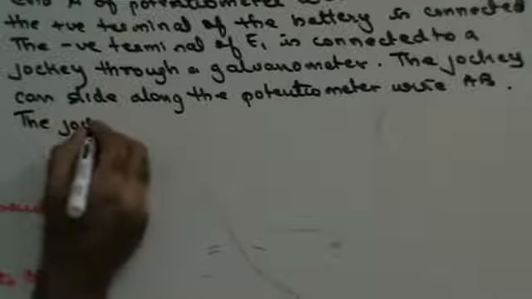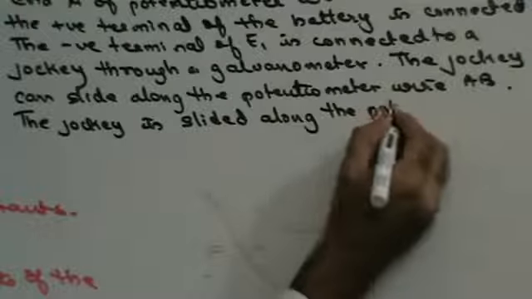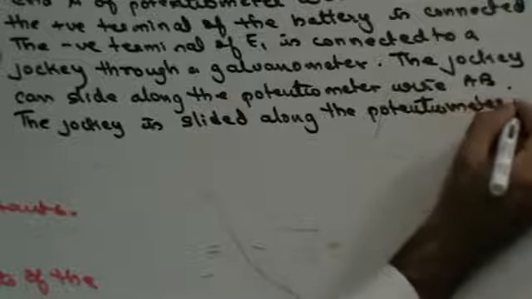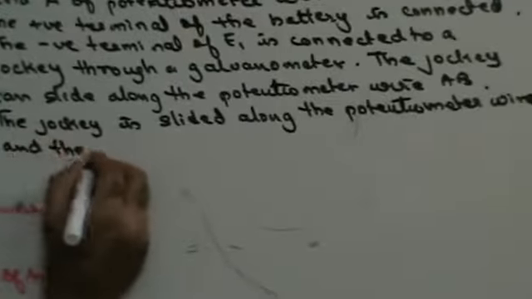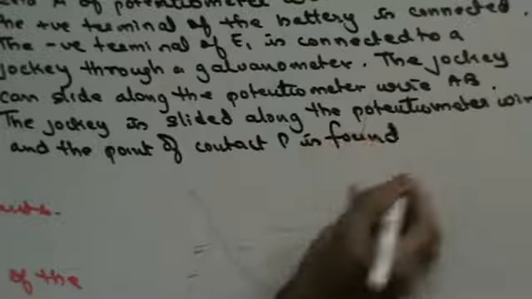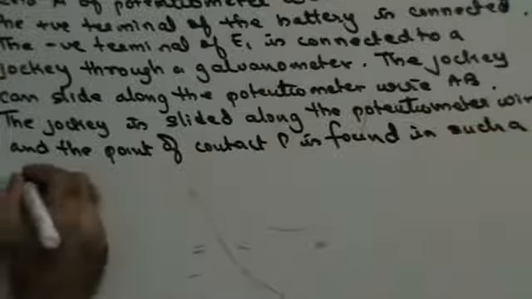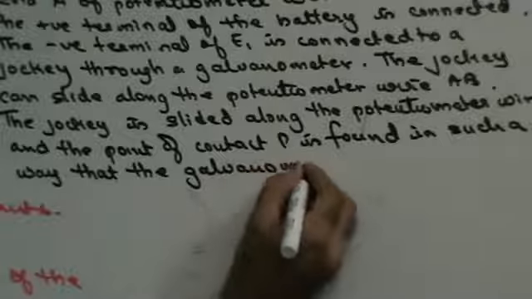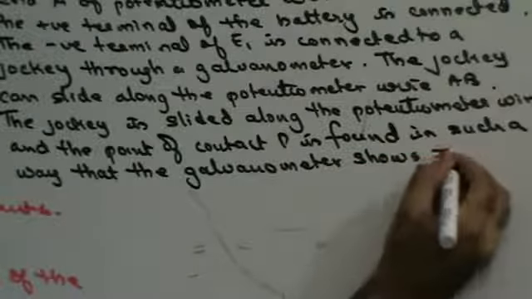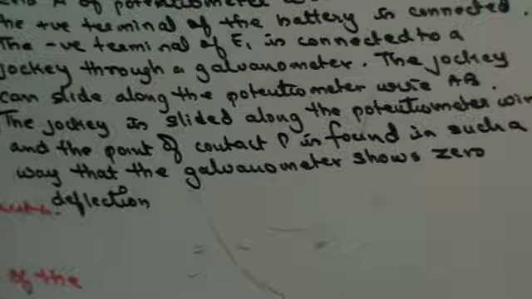The jockey is slid along the potentiometer wire and the point of contact P is found in such a way that the galvanometer shows zero deflection, right?